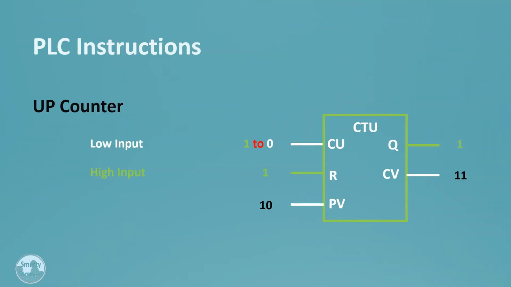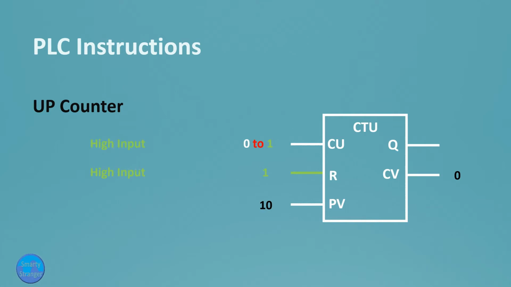When the signal state of the reset pin changes to 1, the value at the CV output is reset to 0. As long as the R input has signal state 1, the signal state at the CU input has no effect on the instruction.